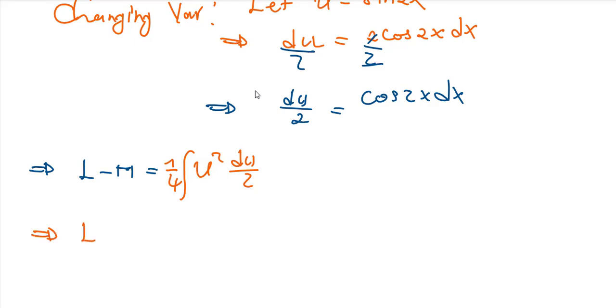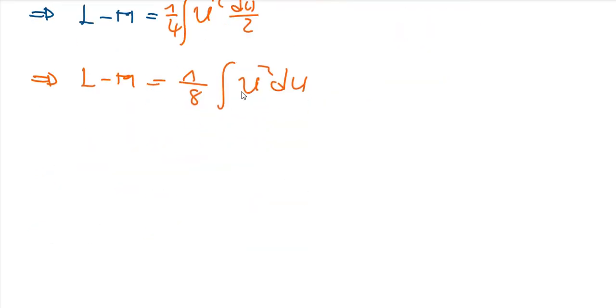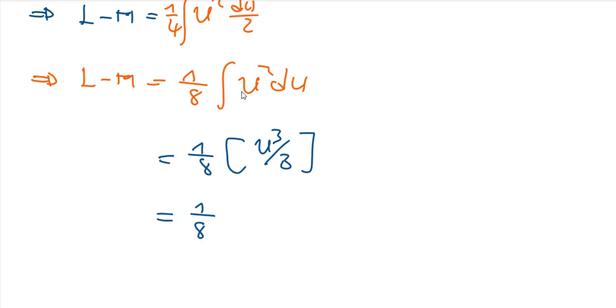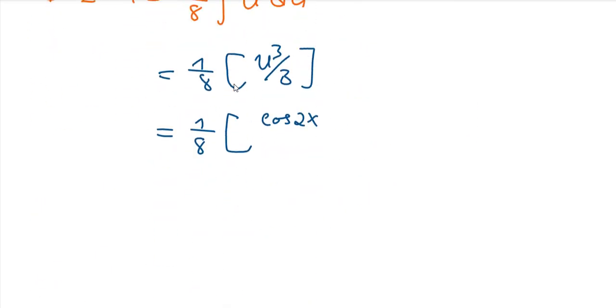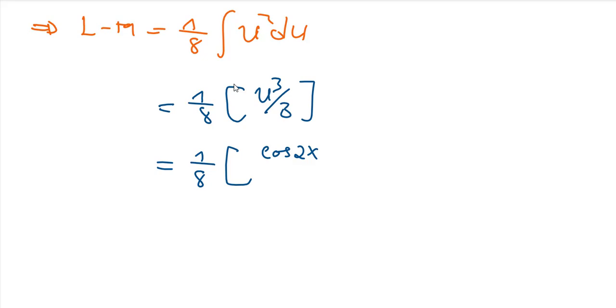Now this means L minus M will be 1/8 times the integral of u squared du. And so what does this give? This gives 1/8 u to the power 3 divided by 3. But our u was cos 2x, so here we have cos 2x. Yes, our u was sine 2x rather. Our u is sine 2x.